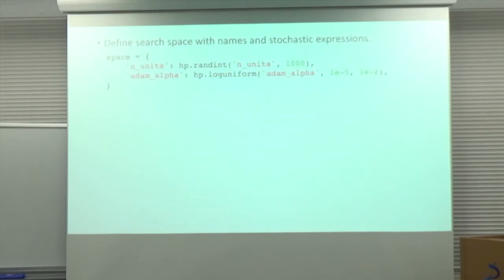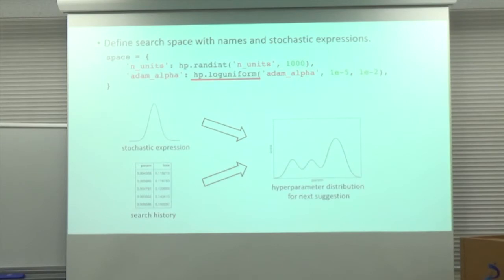This is one example of a search space definition, where we are setting the number of units up to 1,000 as a random integer and setting the Adam parameter between 10 to the power of minus 5 and minus 2. Here I am writing hp.loguniform. This is what is called a stochastic expression in hyperopt. This is later combined with the search history to make up a distribution to suggest the next parameter. I will describe some detail about this process later in this presentation.